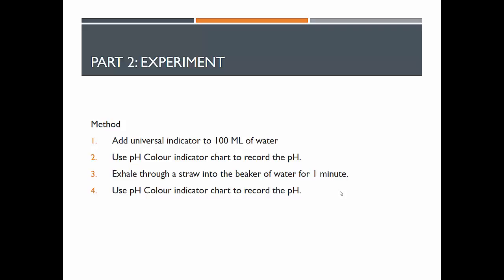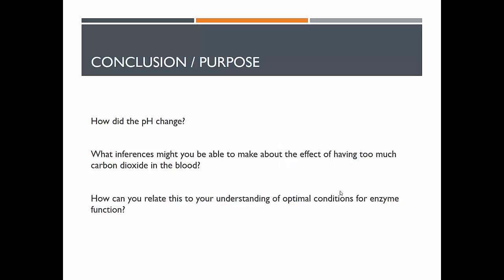Once we've done that, we need to start asking some questions. The first one is the obvious one. What happened to the pH? Did it go up? Did it go down? Then we need to look at an inference. What might you be able to make about the effect of having too much carbon dioxide in blood?